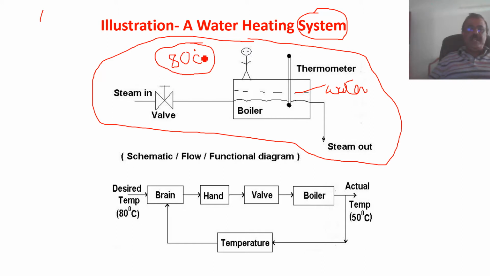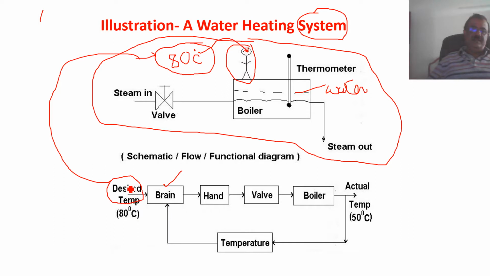Whatever 80 I am talking about, this value is the desired value. So I call it the desired temperature. Here I have written desired temperature or set temperature. Where is it set? You see here we have an observer. He is interested in heating this water to a temperature of 80 degrees Celsius, and this value is set in his brain. So here you can see the brain. The value is set in his brain.